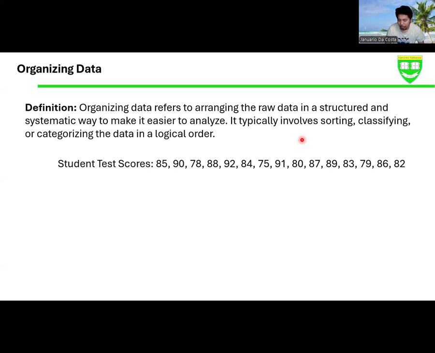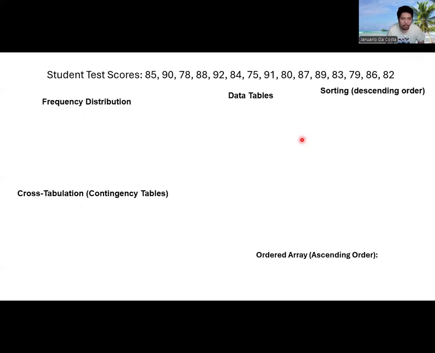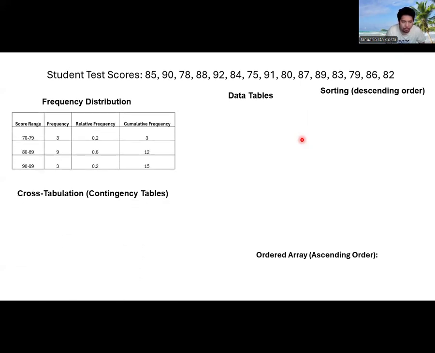Maybe some of the first ways you can organize is by doing frequency distribution. For example, data tables, sorting in a descending order, or you do a cross tabulation or contingency tables, or you can order it in an ascending order or ordered arrays. Maybe for example, the student test scores. So you can organize this in a frequency distribution. For example, like this.